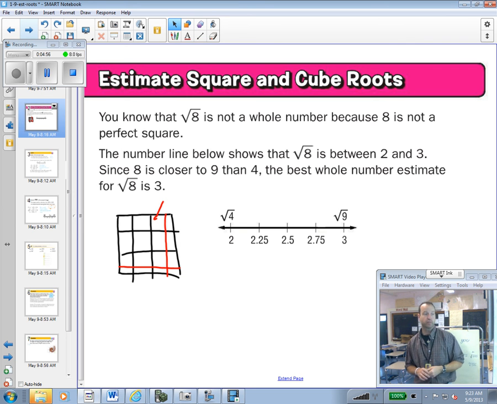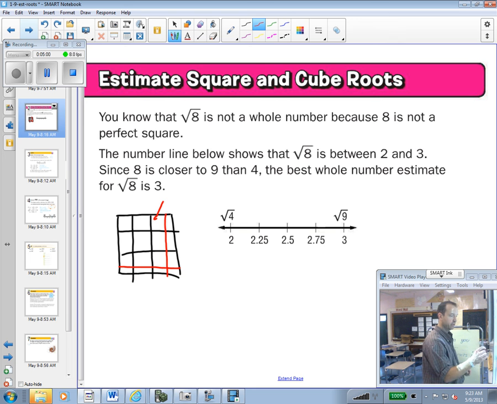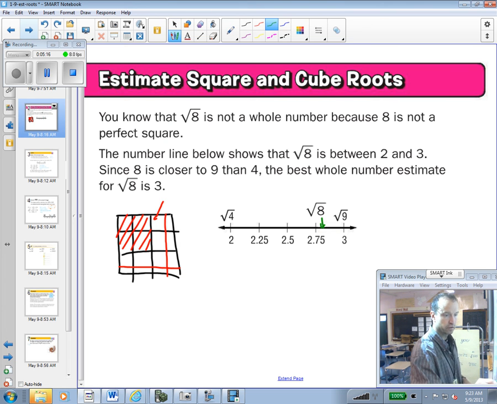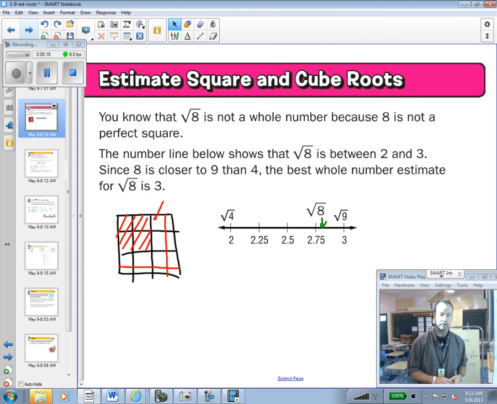How does that work on the number line? Well, you know that 2 by 2 has an area of 4, and 3 by 3 has an area of 9. So where does this fall in between those perfect squares? And we see this area is much closer to 9, so its estimate would come in there. Okay, a lot closer to 3.